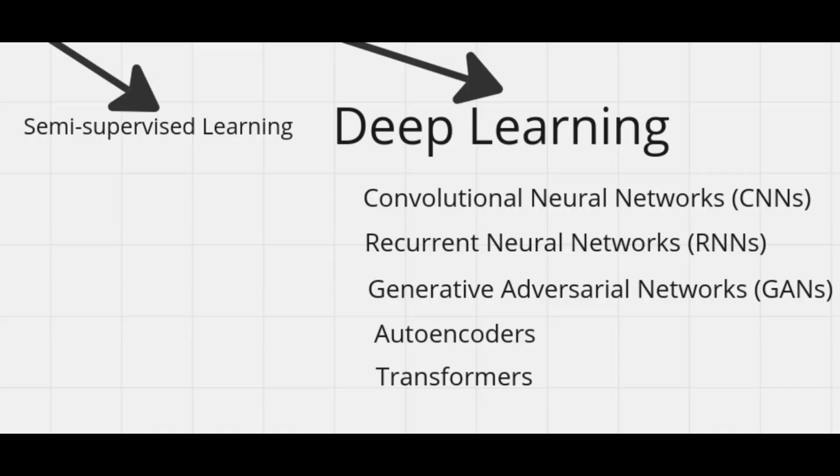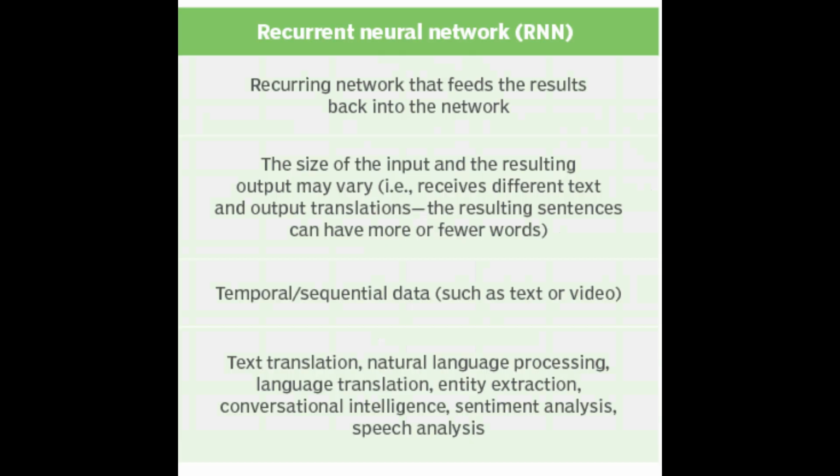And second thing, RNN stands for recurrent neural network. It can handle sequential data like text or speech. It processes information considering its order, like understanding the meaning of a sentence based on the order of the words. So it's basically used in LLM models.